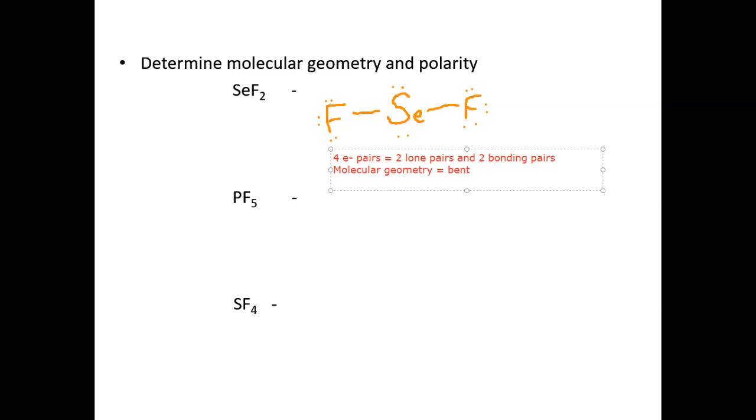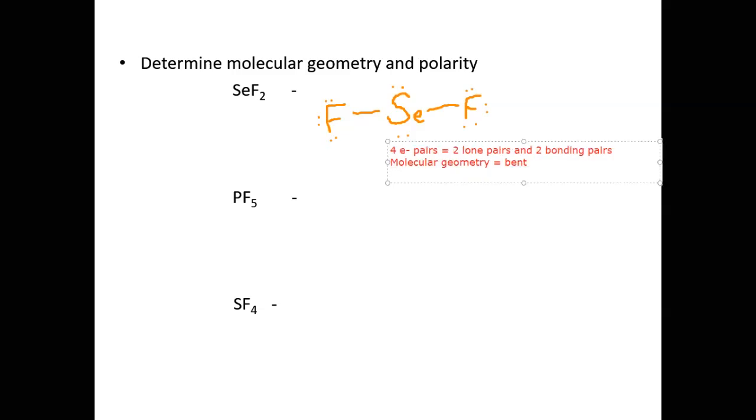Is bent geometry nonpolar? Let me move it over here. Is bent nonpolar? The answer is no. It's polar. So the bond dipoles do not cancel. So SeF2 is a polar molecule.